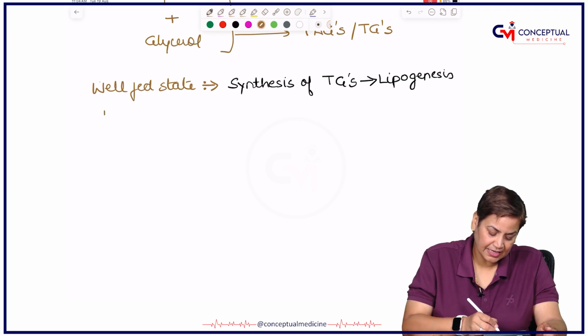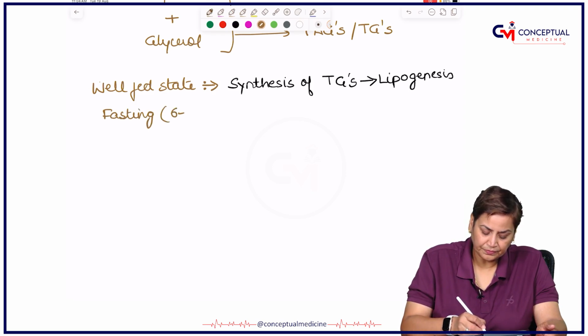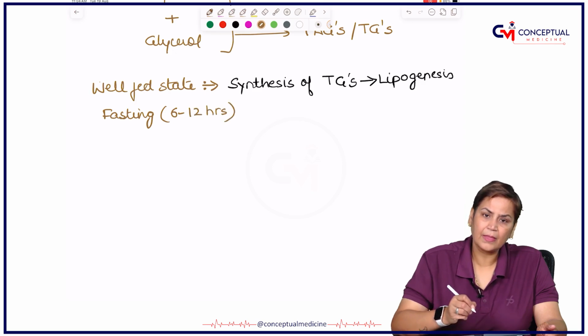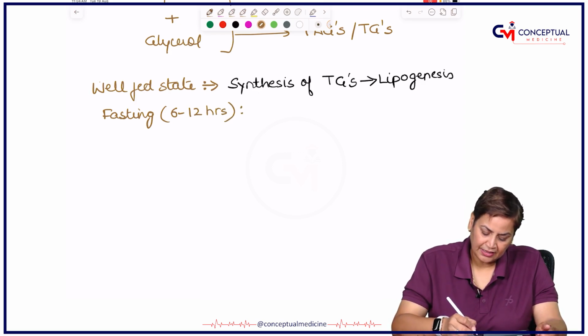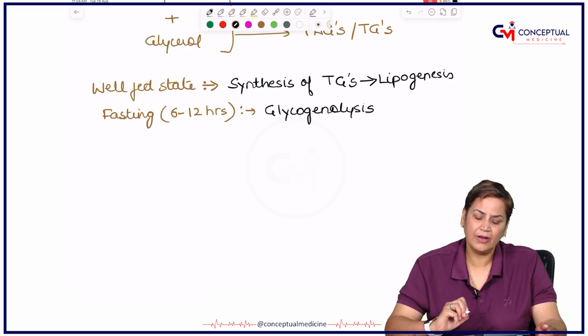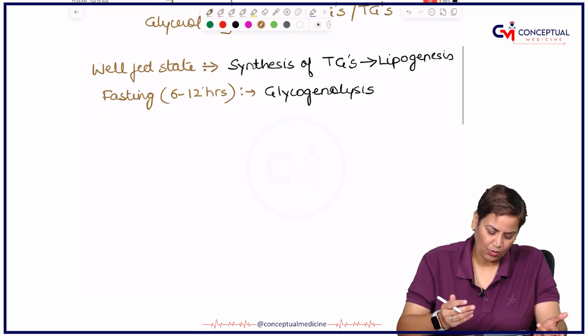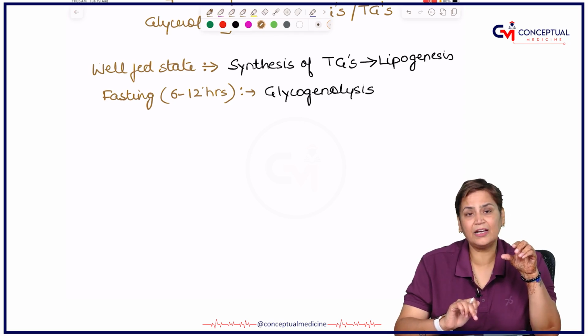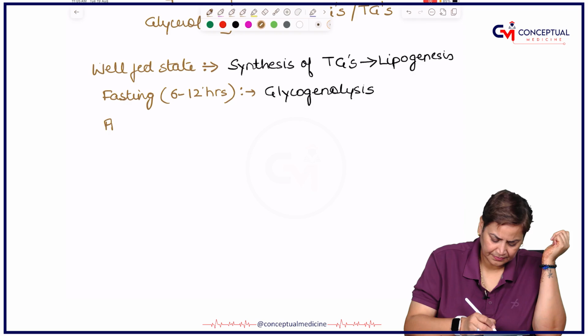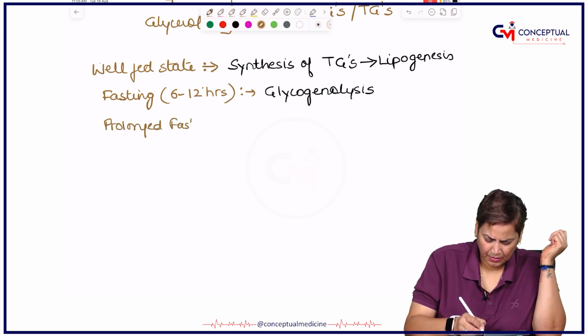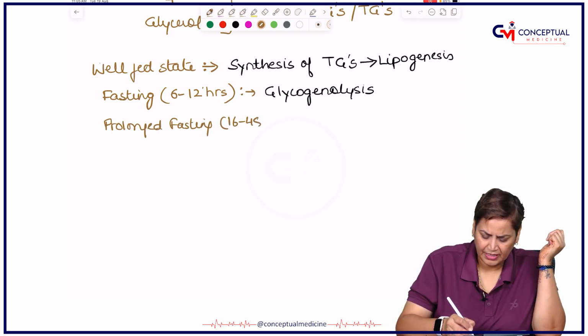So if I talk about fasting, fasting is say some 6 to 12 hours, okay, it can go to 16 hours also. Then the only process which will give energy would be glycogenolysis. You can say 6 to 12 hours, it can be 48 hours also. I am just writing it like this because in fasting there are different stages: early fasting, late fasting, delayed fasting. So I can say that prolonged fasting is say 16 to 48 hours.